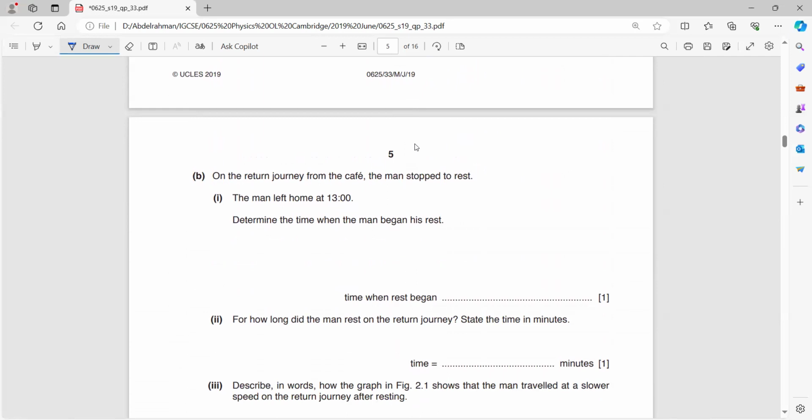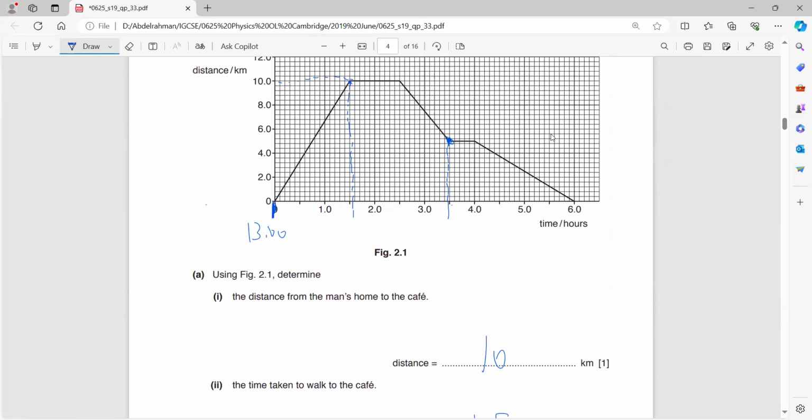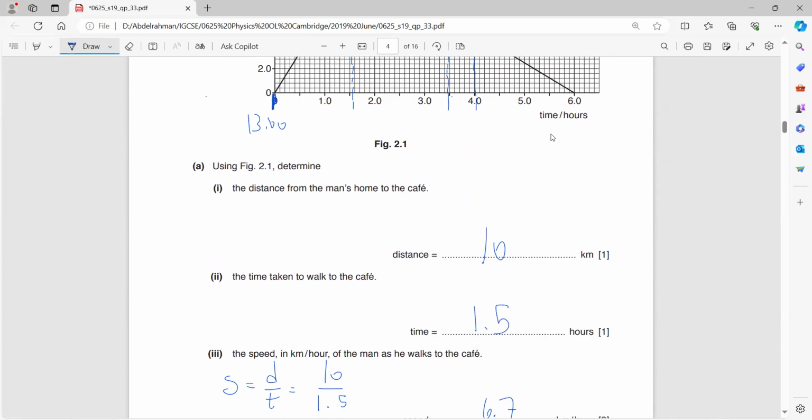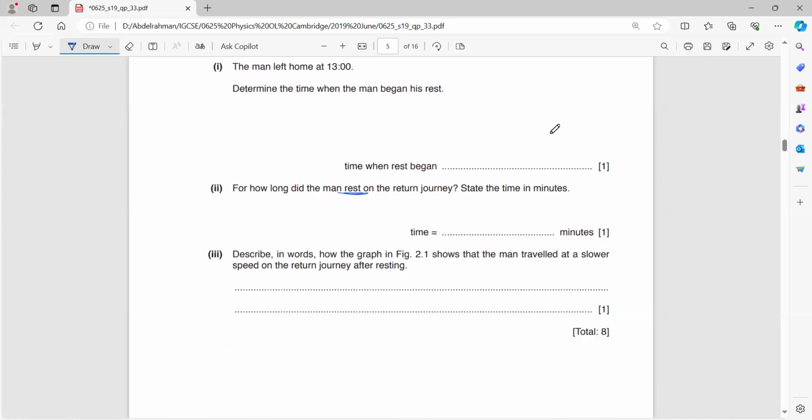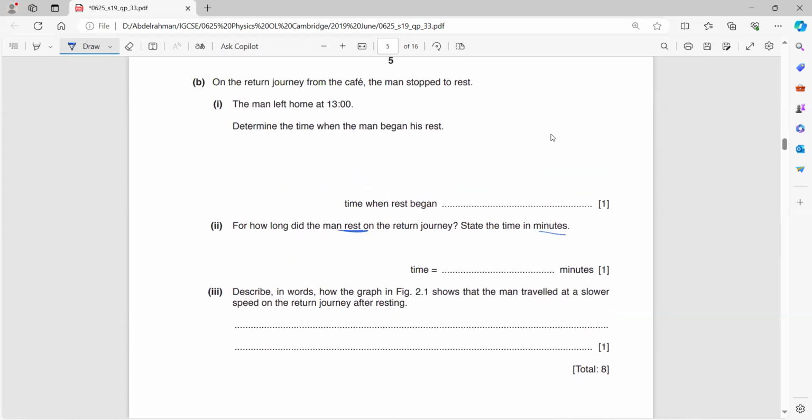Next question, by the way: for how long did the man rest? That is the question you're talking about, 3.5 minus 4 or 4 minus 3.5. For how long did he rest? Yes, 4 minus 3.5, which is 0.5 hours. Right, 30 minutes. Here he wants it in minutes, so be careful: time in minutes. So it's 0.5 hours times 60, which is 30 minutes.